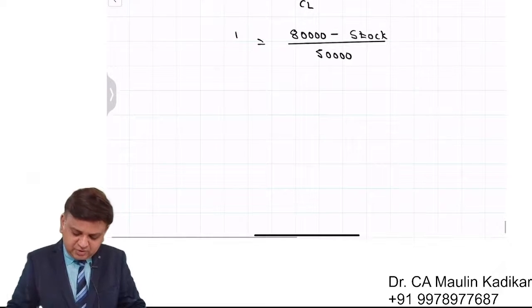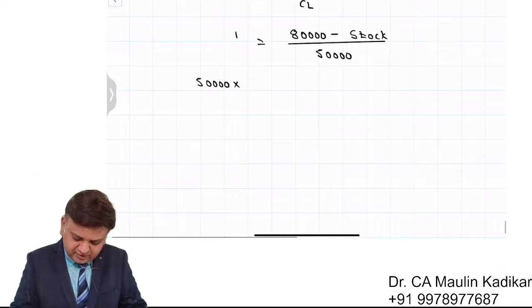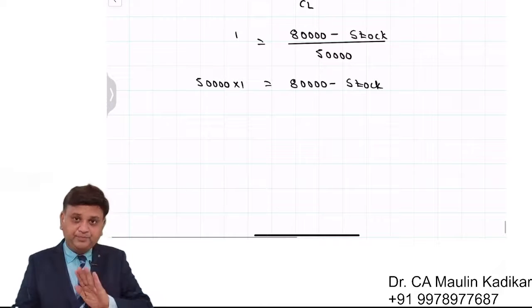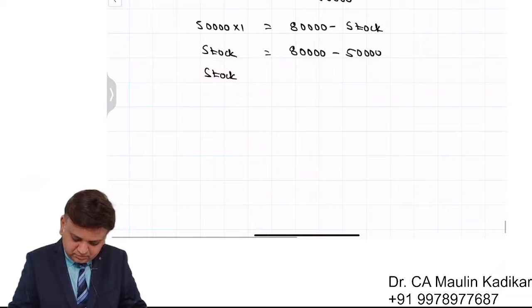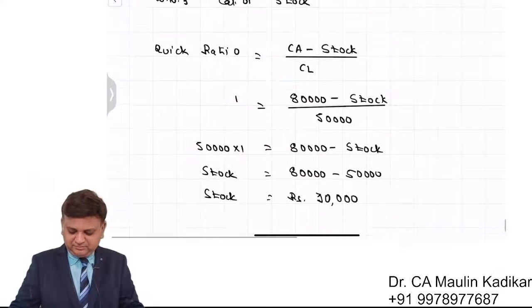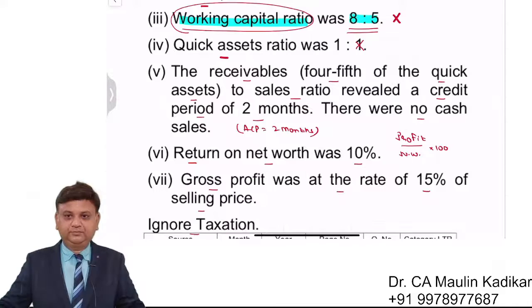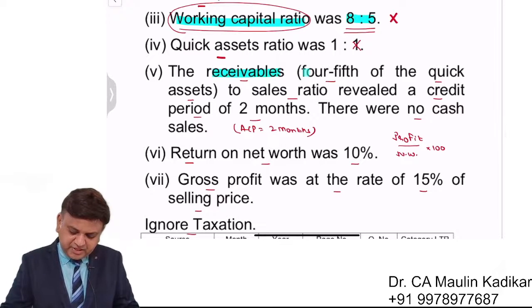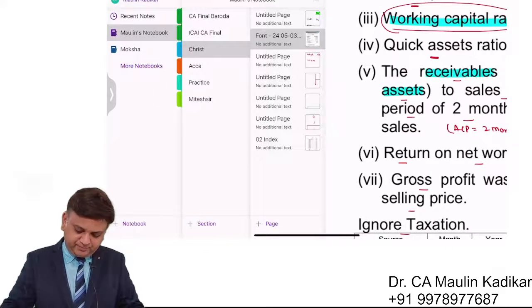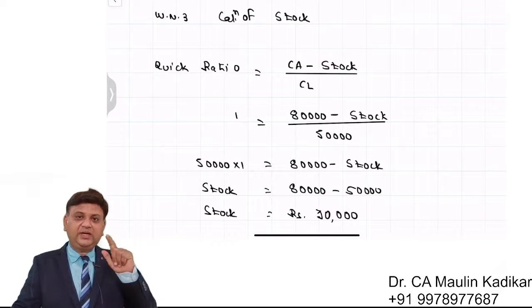50,000 is transferred on the left hand side, so it goes in the multiplication. So 50,000 into 1 is equal to 80,000 minus stock. Stock is transferred on the left hand side, so it becomes positive. 80,000 minus 50,000. Stock is 30,000. Write an answer. Next, receivable, that is debtors, is 4/5 of the quick assets. So from the quick assets, we can compute the debtors.